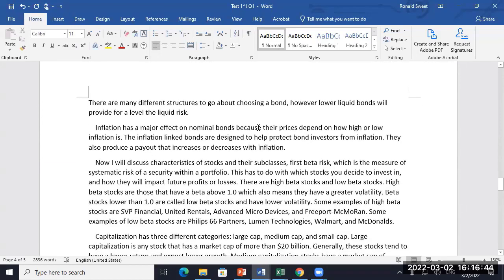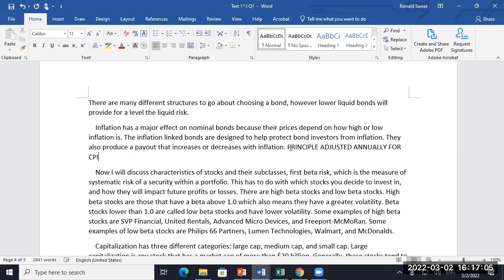Inflation has a major effect on nominal bonds because their prices depend on how low or high inflation is. The inflation-linked bonds are designed to protect. They also produce a payout that increases or decreases with inflation. You might specifically say principal adjusted annually for CPI. That might be something to put in there specifically. And I would say we're talking about TIPS, right? As far as I know, only the US government has bonds that are inflation tied. There may be a couple of corporations out there paying an inflation-linked bond, but for the most part, it's the US government, they're TIPS.